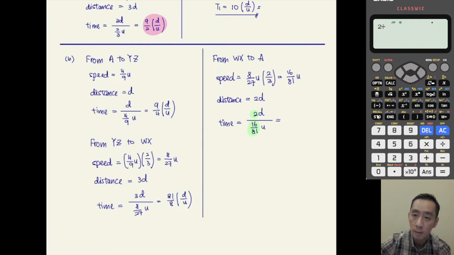2 divided by 16 over 81. So it's 81 over 8 also. So 81 over 8 d over u.